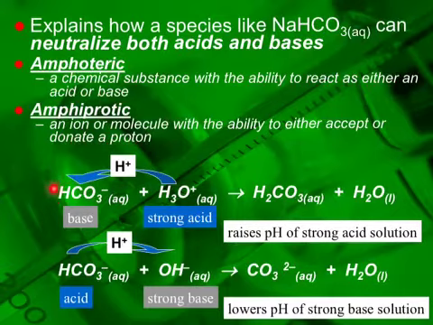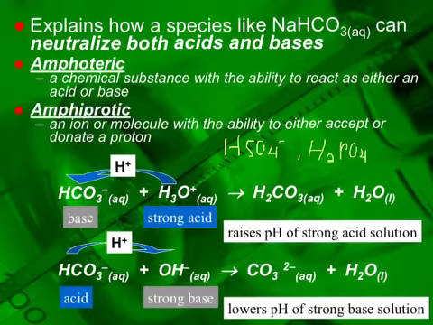Here we see we have our bicarbonate ion. If it were to accept a hydrogen from a strong acid, such as hydronium, it will raise the pH of the strong acid solution. On the other hand, hydrogen carbonate can also donate one of its hydrogens onto hydroxide to produce water. This will have the effect of lowering the pH of the strong base solution. In addition to hydrogen carbonate, other molecules such as hydrogen sulfate or hydrogen phosphate can also react as an amphiprotic molecule. It can either donate protons or accept protons.